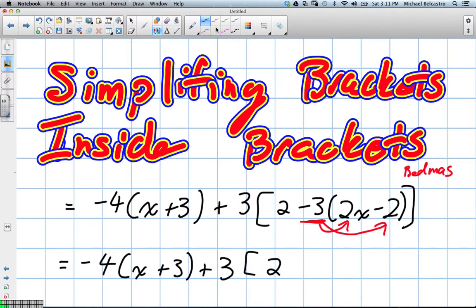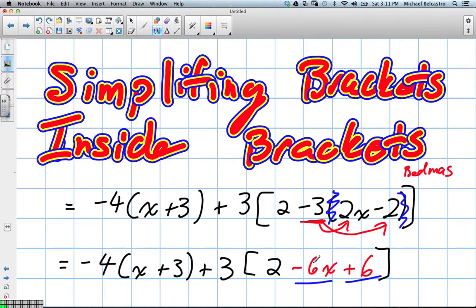Number 2. Now, here we go. -3 times 2x will give us what? It would equal -6x. And then -3 times -2 will give us what? +6. So notice, once I distributed, the brackets kind of dropped off, and I was just left with terms. So now, inside my brackets, I can do a little simplifying. I can collect two like terms. What are those like terms? 2 and 6. Yes, 2 and 6 can be collected.